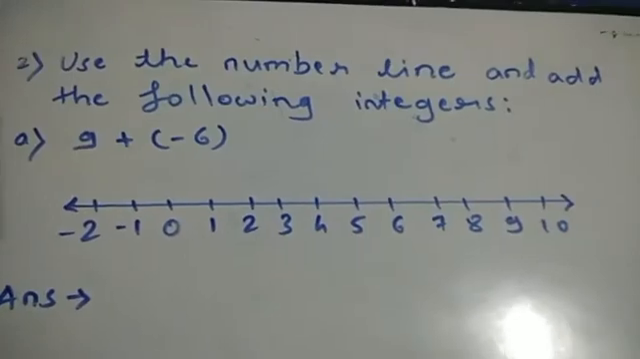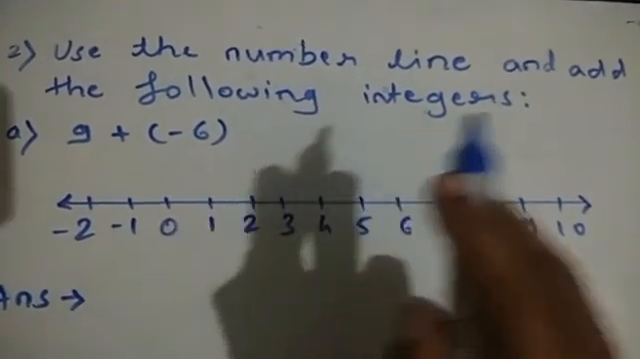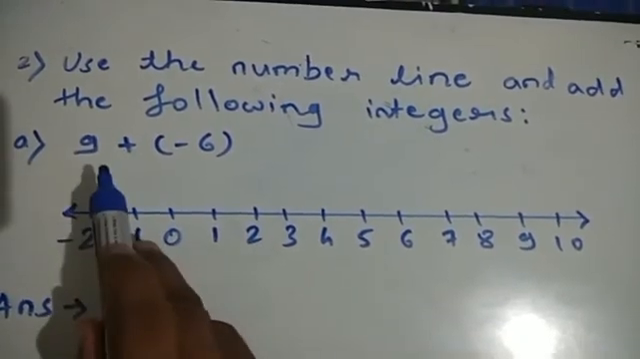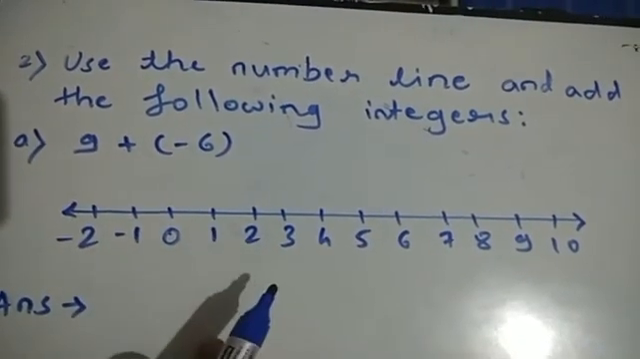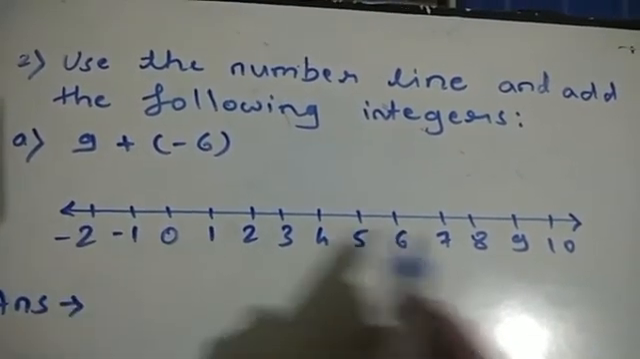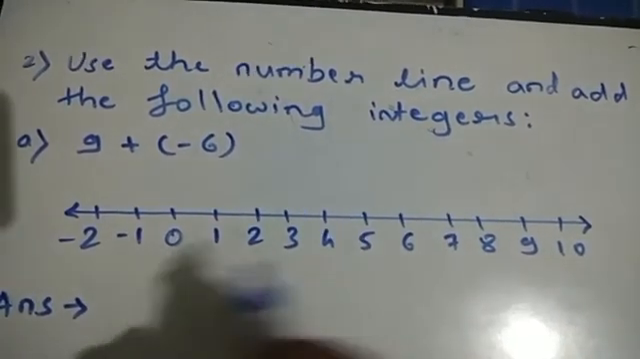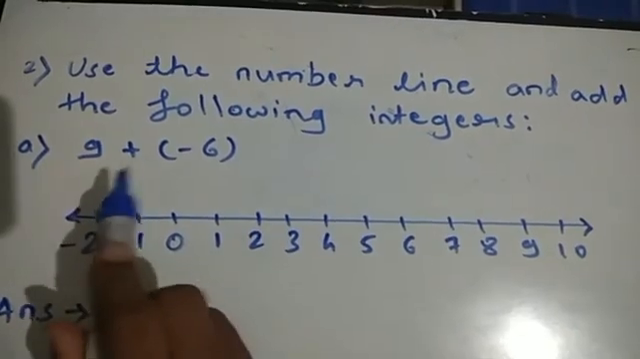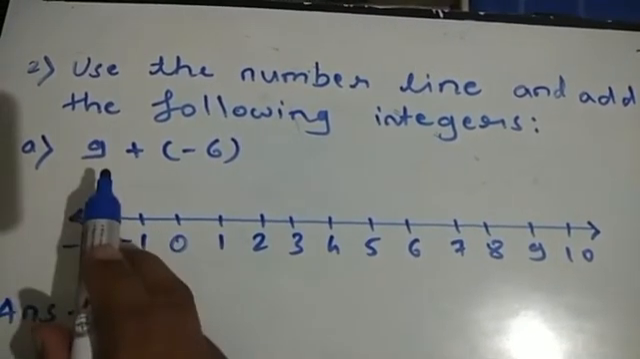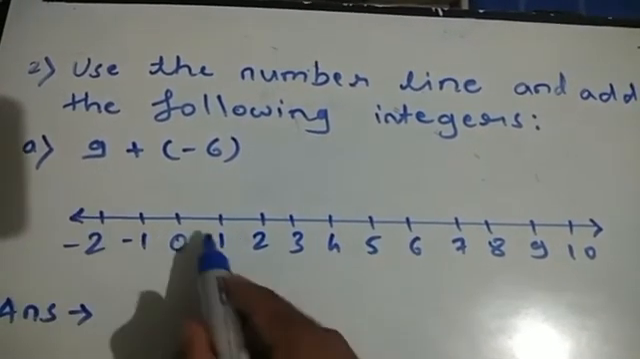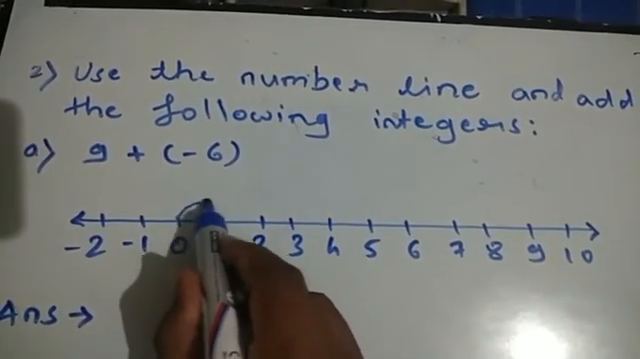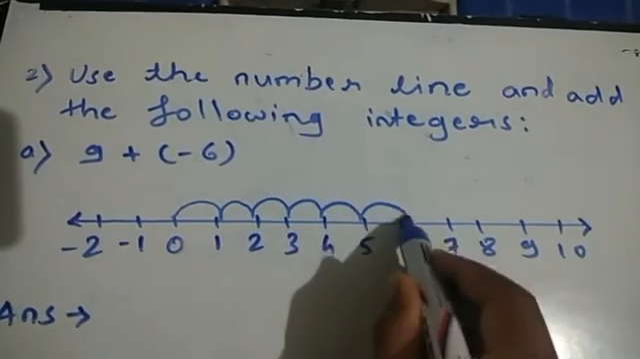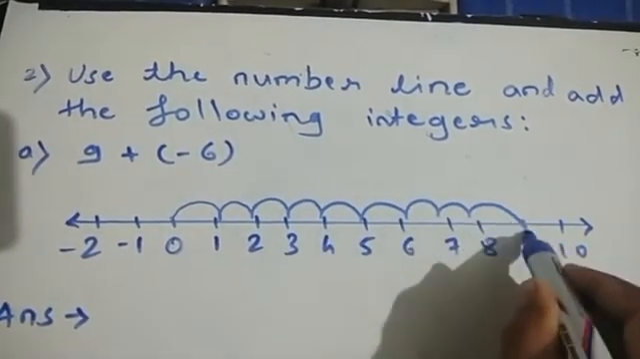Students, let's see one more question. Use the number line and add the following integers. Here we need to add this 9 and minus 6 on the number line. Now first draw one number line, then mark their integers. Then afterwards in 9 we need to add minus 6. So first we'll add 9. So start from 0 and make 9 jumps. 1, 2, 3, 4, 5, 6, 7, 8 and 9. Now we are at 9.